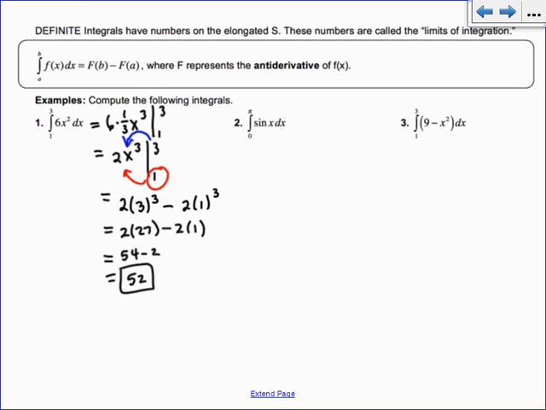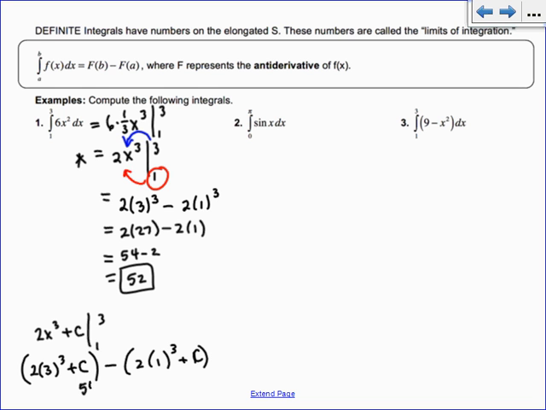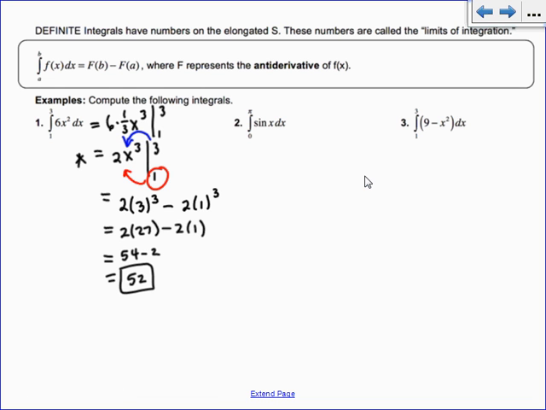Really, if you had done it the long way and you'd written a c, at this step right here you would put a plus c in. It would still be the same thing because both of them would have a plus c, and the c is the same. So when you subtract them, you'd still have 54 plus c minus 2 minus c, and those c's would end up going away. So you can put the c in if you want, but it's just extra. We don't want to do that. It just takes too much time.